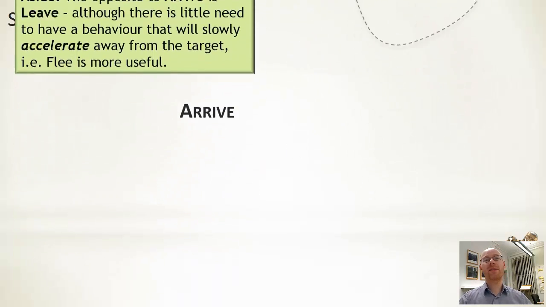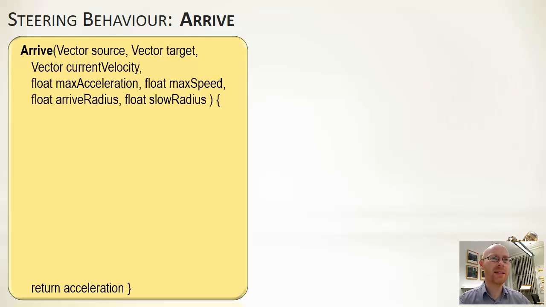Here's the arrive algorithm. It's similar complexity to the previous one, with a little bit extra. There are quite a few parameters we're passing in. We've got our source vector, where we're at, and our target vector, where we want to get to. Our current velocity, as we need to know how fast we're moving. We've got maximum acceleration or maximum speed, and then our arrival radius and our slow radius values.